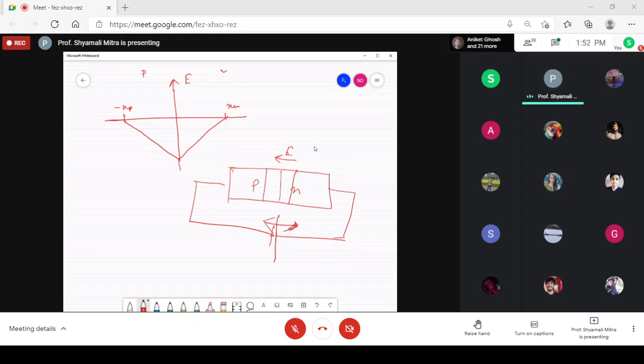But normally this built-in potential barrier for different materials is different. Okay, do you know that? For silicon it is 0.6 to 0.7 volt. For germanium it is more or less probably 0.3 to 0.35 volts. So at room temperature the voltage across the depletion layer for silicon is nearly 0.6 to 0.7 volt.